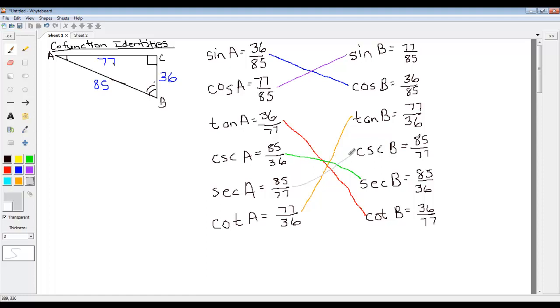Now if you take any right triangle and you find all of your trig ratios for your acute angles on your right triangle, this is going to happen every time. The sine of A is going to equal the cosine of B. Cosine of A is going to equal the sine of B. Tangent of A is going to equal the cotangent of B. Tangent of B is going to equal the cotangent of A. Cosecant of A is going to equal the secant of B. Secant of A is going to equal the cosecant of B. And this gives us something that we call the cofunction identities.